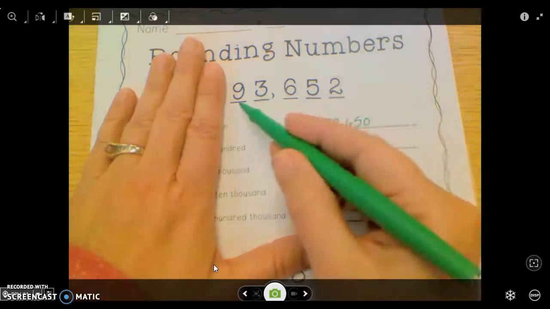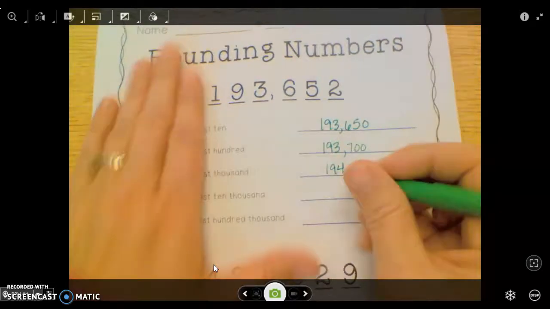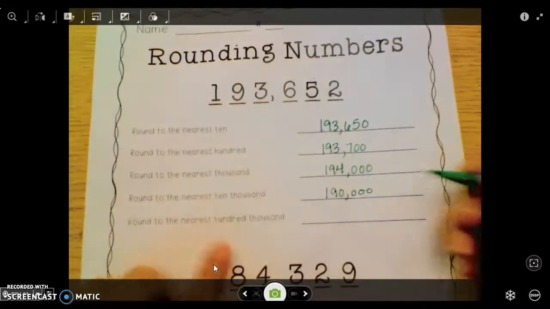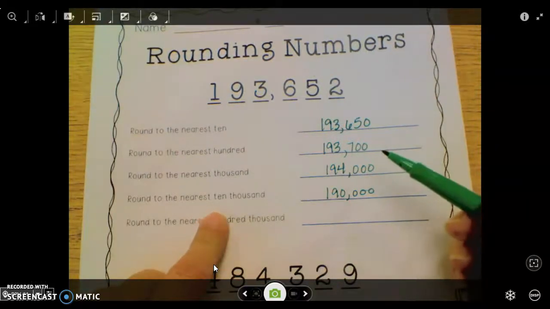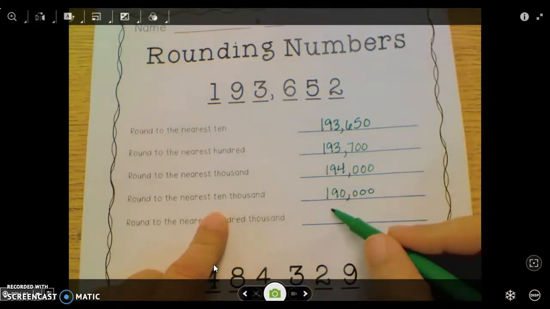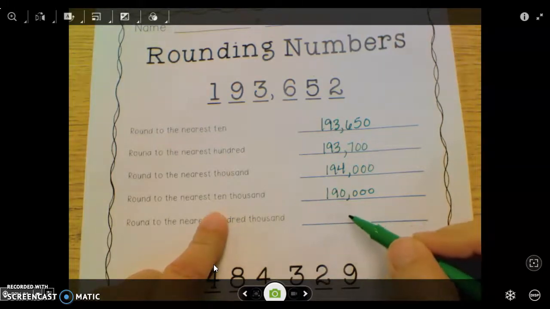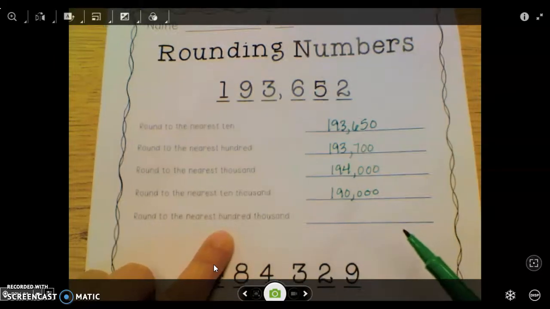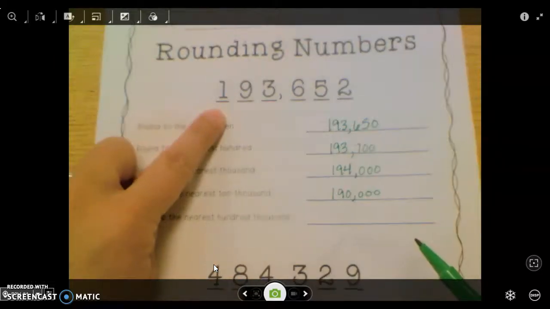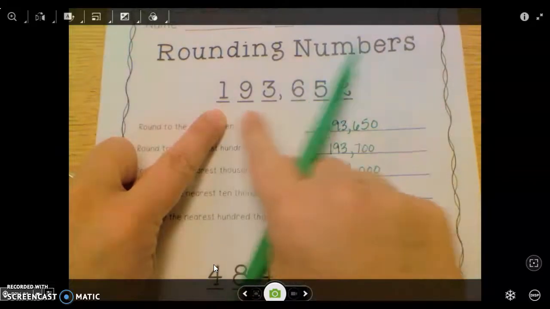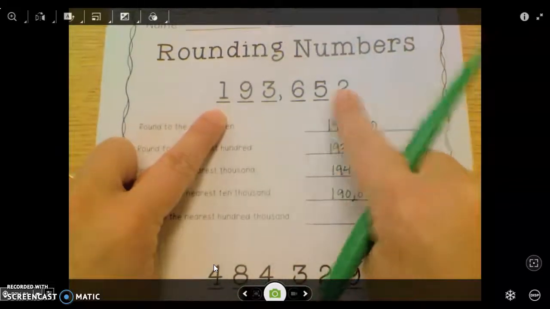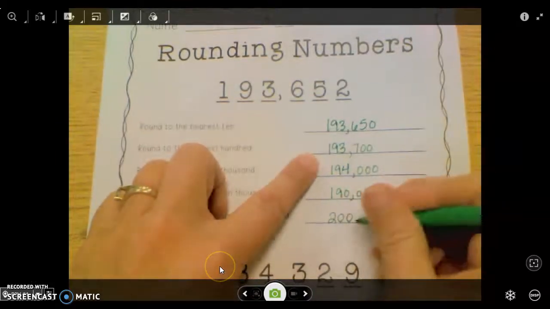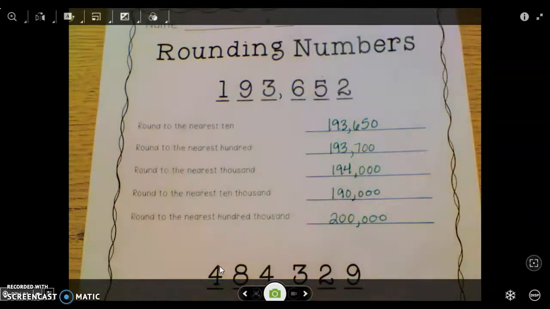So I'm going to keep it at 90,000. So I'm going to keep that 100,000 and then 90,000. So 193,000 is closer to 190,000 than it is to 200,000, which would be the next 10,000. Now let's round to the nearest 100,000. That's easy. We've been doing that. The front leading digit is 1. Is 193,652 closer to 100,000 or 200,000? Right, it's closer to 200,000. It's almost there. It's more than halfway.